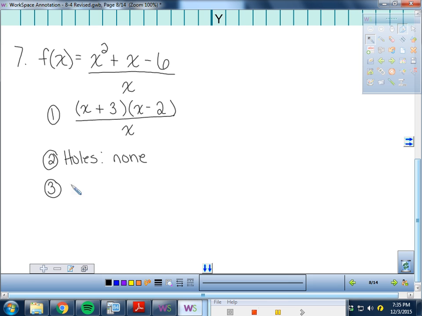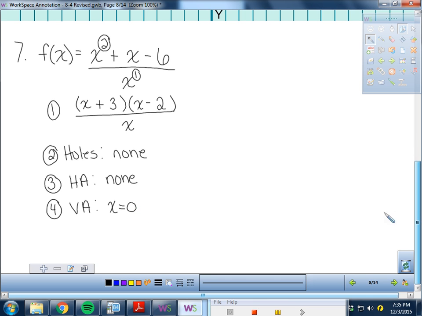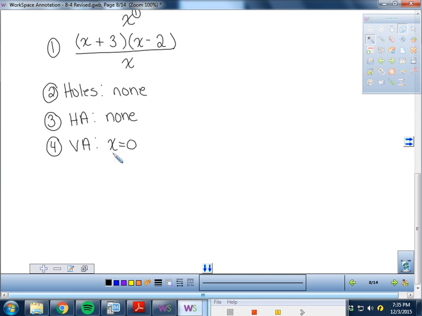Step 3 is all about my horizontal asymptote. So we're going to compare the degrees of the top and bottom. The degree of your numerator is 2. The degree of the denominator is 1. So since the degree is bigger on top than it is on bottom, you do not have a horizontal asymptote. So let's talk about vertical asymptotes. We get that from our denominator. So I'm going to set my factored denominator equal to 0. And in this case, it's just x. So x equals 0, not a lot of work to be done there. So I have my vertical asymptote.